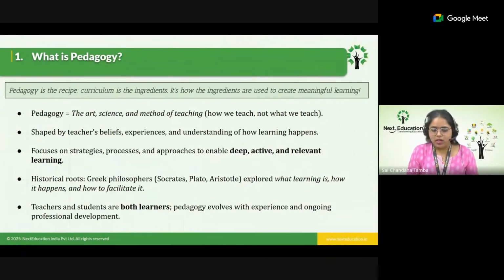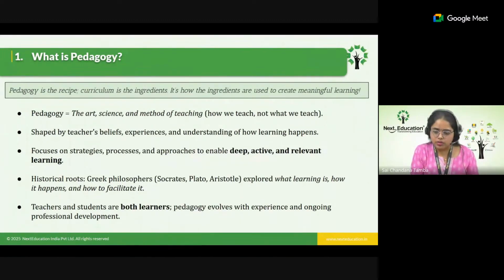I find this analogy very interesting, and it actually matches with the words pedagogy and curriculum. As I said, pedagogy is the art and science, or you could say a method of teaching, what method you follow while teaching in the class. And curriculum is nothing but what you actually teach in the class. Pedagogy is shaped by the teacher's beliefs, her or his experiences, and what he understands when it comes to learning. It also focuses on whatever strategies, processes or approaches you use to teach your lesson.